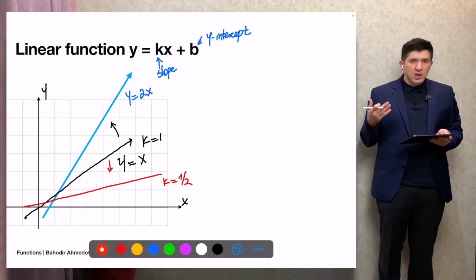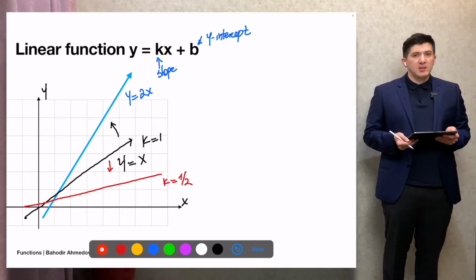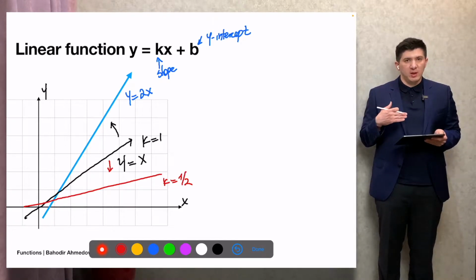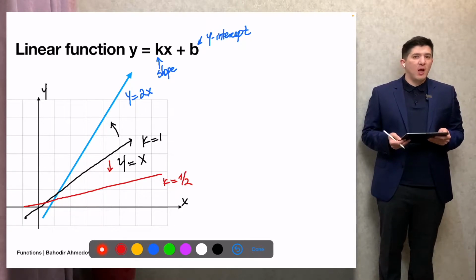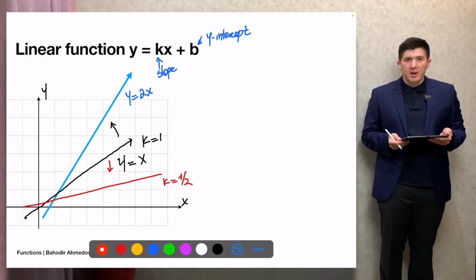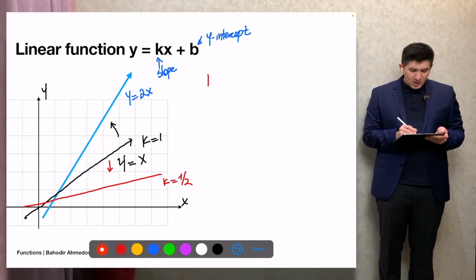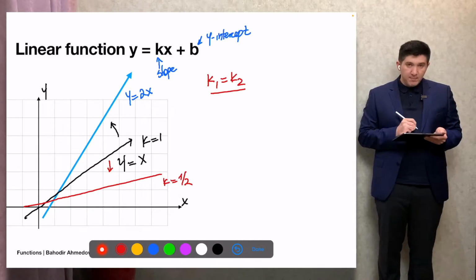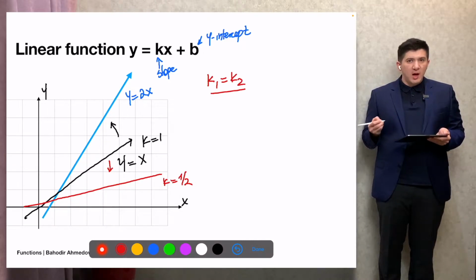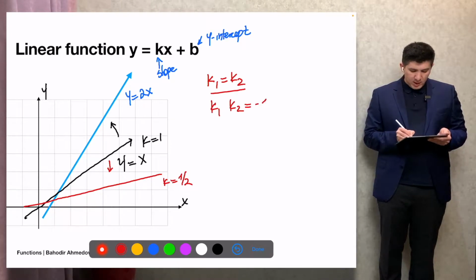Every horizontal line has a slope equal to 0, and every vertical line simply doesn't have a slope because it goes to infinity. When we are defining two lines which are parallel or perpendicular, we always use the values of the slope. If two lines are parallel, then the two slopes should be the same. If two lines are perpendicular, the multiplication of their slopes should be equal to -1.